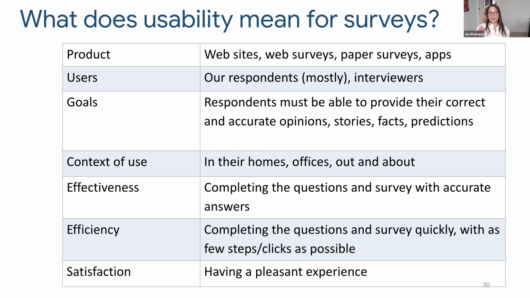And then when we think about effectiveness, efficiency, and satisfaction, effectiveness is completing those questions, the actual survey, making sure people can actually do that correctly, with accurate answers. Efficiency, we want to make sure people are doing this as quickly as possible.